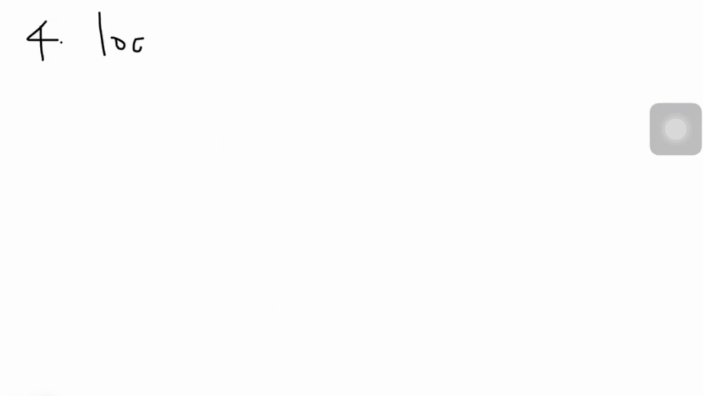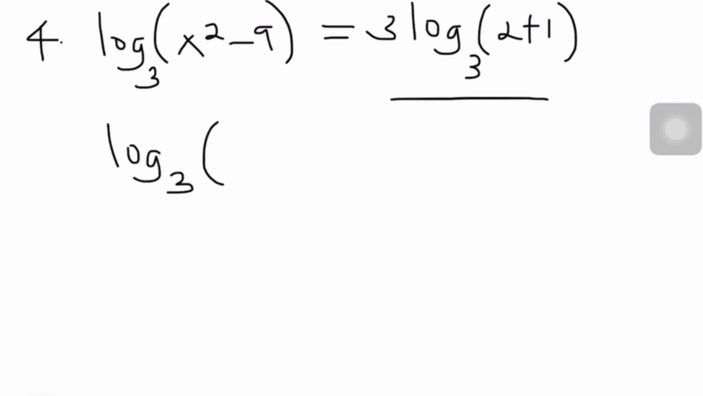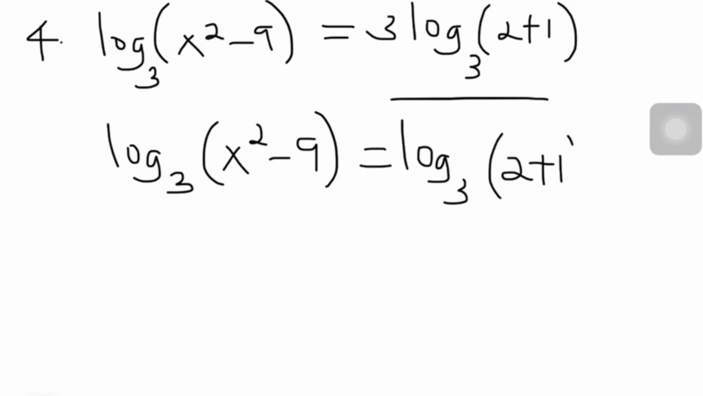Log of x squared minus 9 to base 3 is equal to 3 log of 2 plus 1 to base 3. So the first thing is to apply the power rule there, and we are going to have this looking this way: 2 plus 1, then power 3.